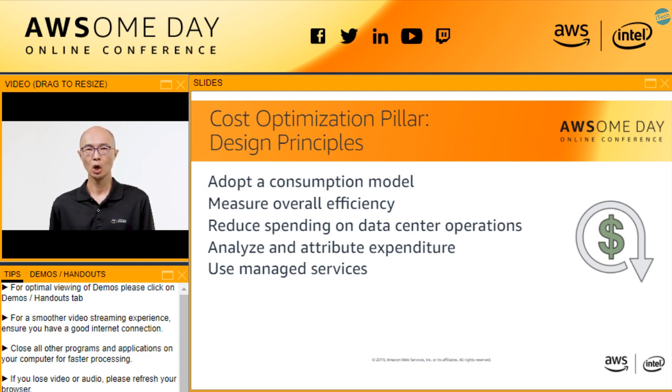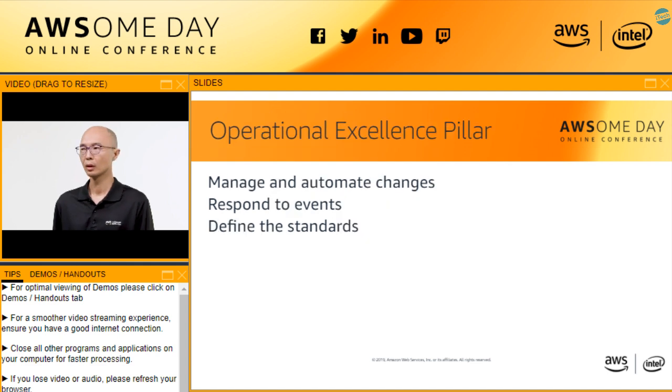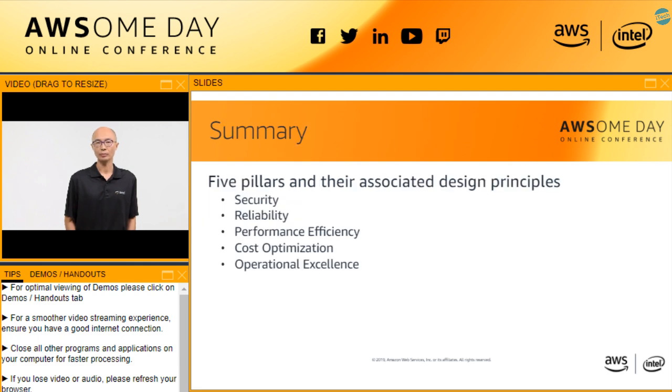per transaction or service. The operational excellence pillar focuses on running and monitoring systems to deliver business value and continually improving processes and procedures. Key topics include managing and automating changes, responding to events, and defining standards to successfully manage daily operations. In summary, here are the 5 pillars that make up the AWS Well-Architected Framework.